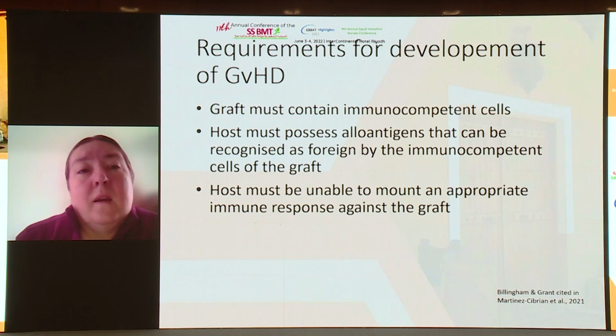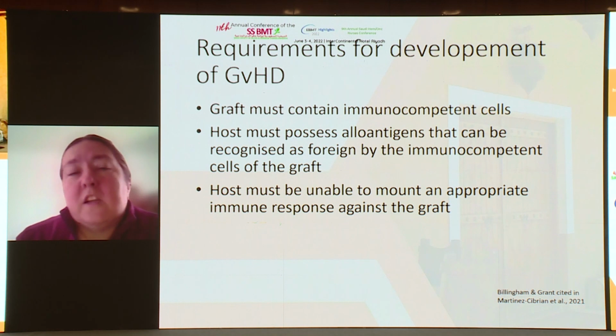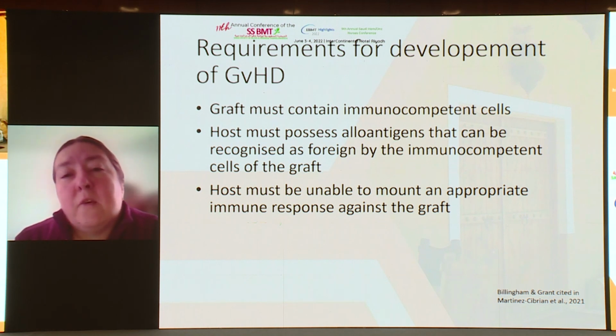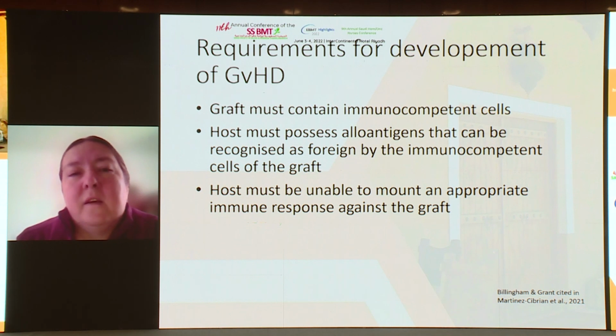So I have mentioned the GVHD. Why can patients develop a GVHD? What is required for that? So the graft, the stem cells that are transplanted, must contain immunocompetent cells that can work within the host. And the host must possess alloantigens that can be recognized as foreign by the immunocompetent cells of the graft. And the host must be unable to mount an appropriate immune response against the graft.